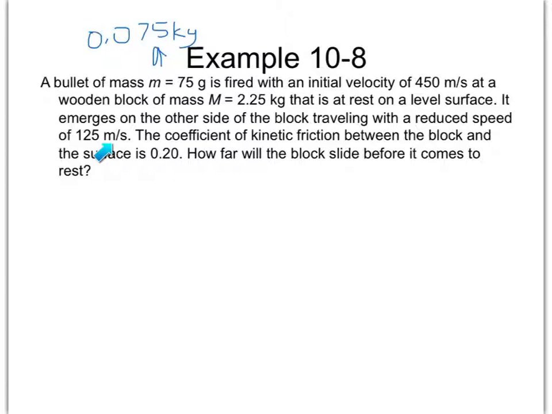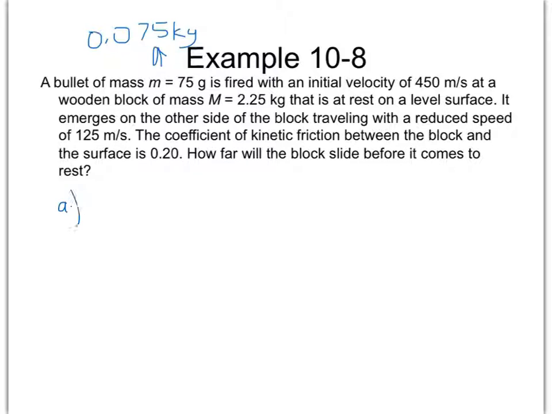But the block is also moving too because the bullet has hit it. So what happens is the block starts sliding, and because of the coefficient of kinetic friction, which is stated right here, it will slide some distance before stopping, and that's what this is asking us. Okay? So here's what I suggest that we do, as a step-by-step thing.